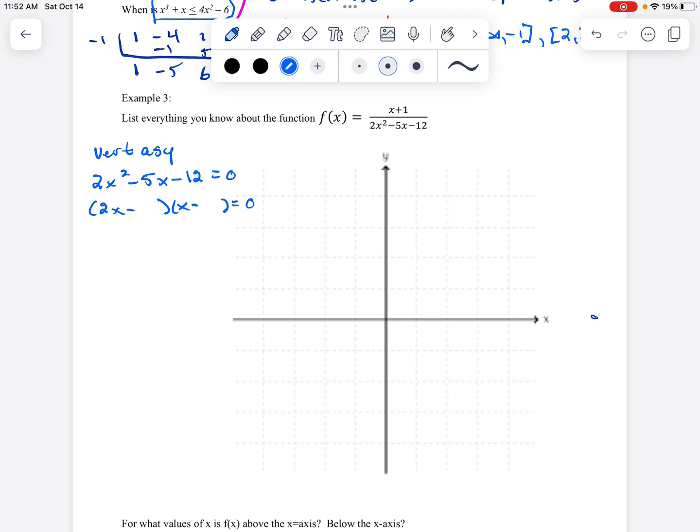Let's do 6 and 2. That gives me 12 and 2. That's not going to work.